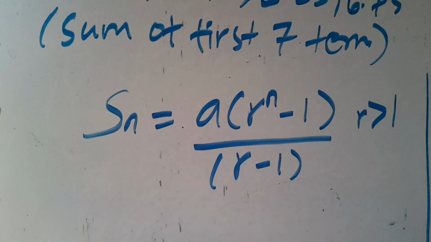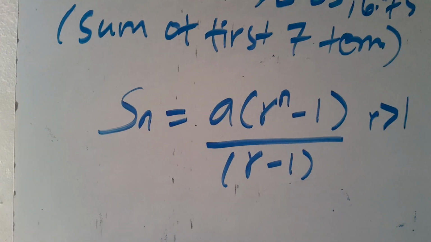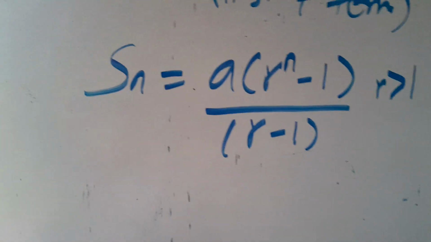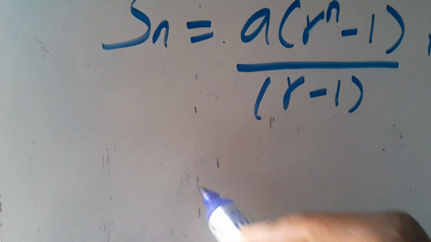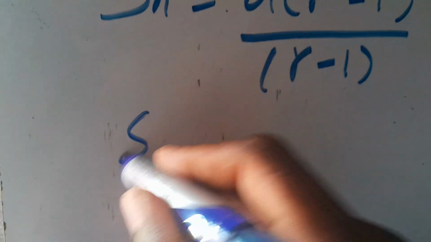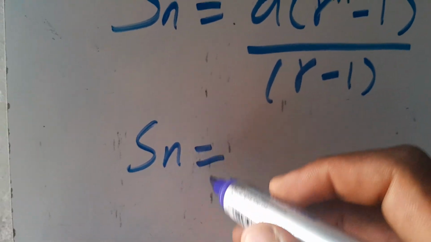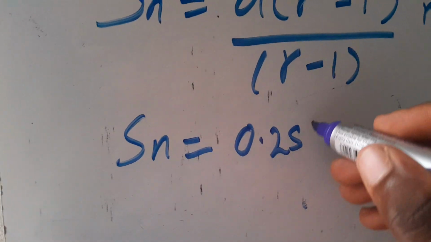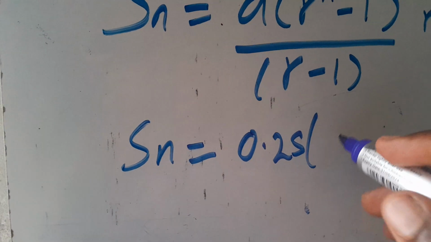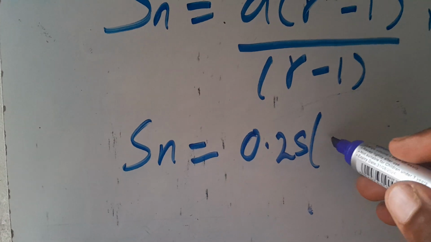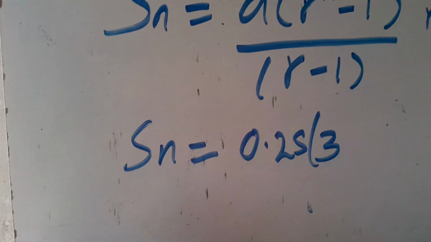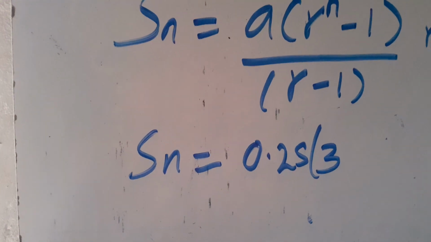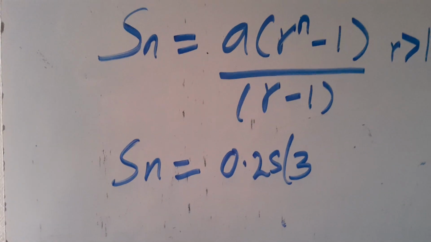Now that we have the value of a, we have the value of r, we have the value of n, we should go ahead and substitute the values in our formula such that we will have the sum of the 7 terms as a, the first term is 0.25, multiplied by the ratio r. The ratio r is 3. If you take 0.75 divided by 0.25, you find it is 3. Take 2.25 divided by 0.75, it is 3.